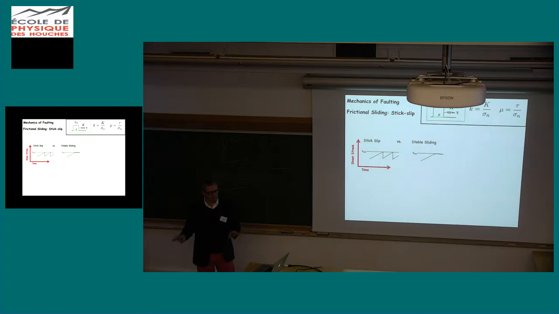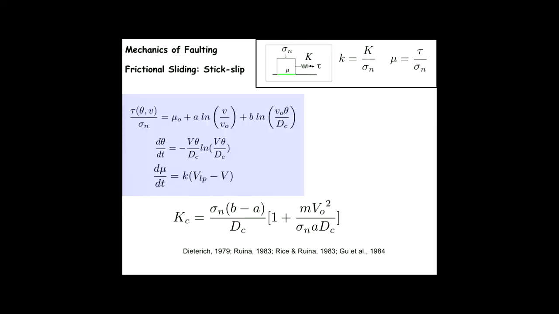In fact, even 10 years ago, 15 years ago, to some extent now, people think that maybe it's not just end members. Maybe these are the only two things that happen. You either get stick slip or you get stable sliding, and there's kind of nothing in between. And I think that's not quite right, but that's one interpretation.